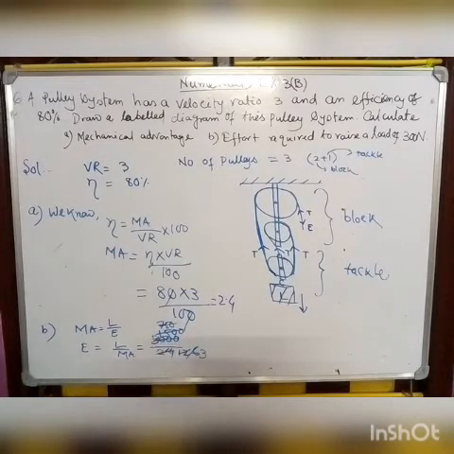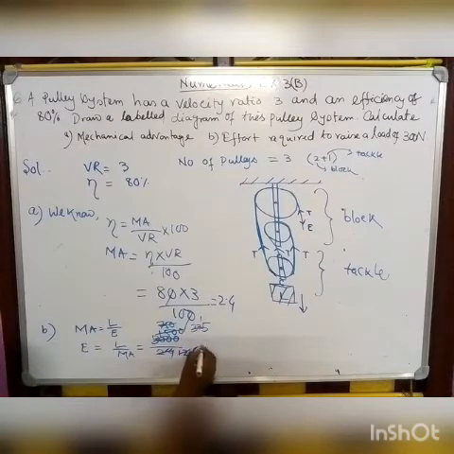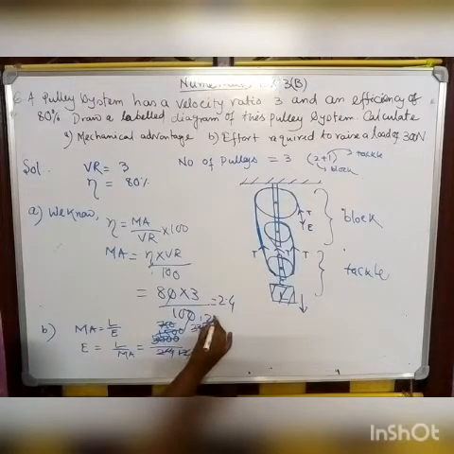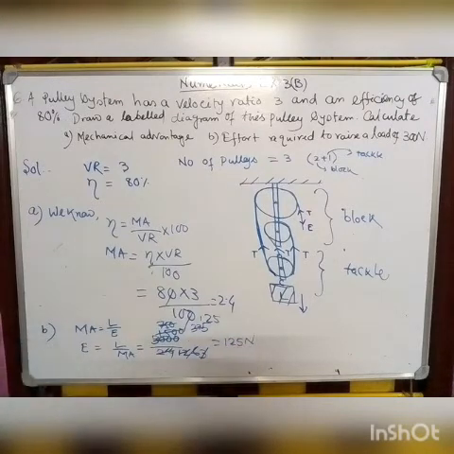3, it will come 375, I think. Okay, 375, and 375 means 3 1s are 12, 3 2s are 6, and 3 5s are, so 125. So it is 125 Newton. Okay, so the value of effort, that is 125 Newton. Okay, so this is the numerical of question number 6.